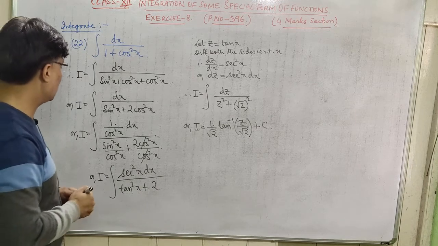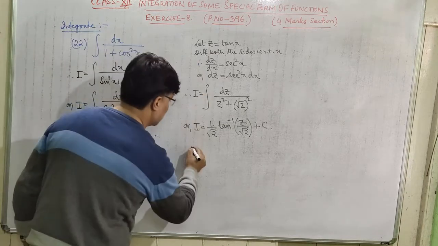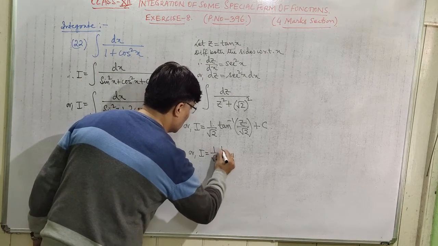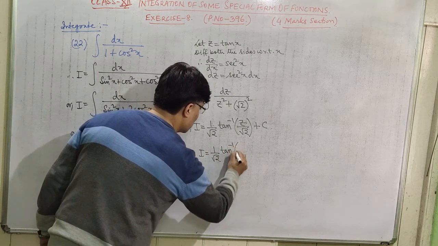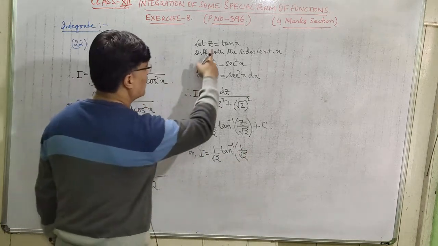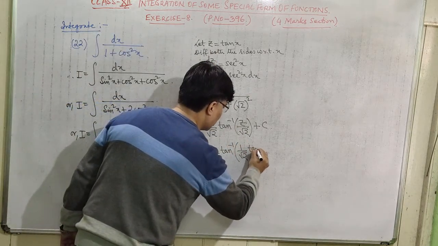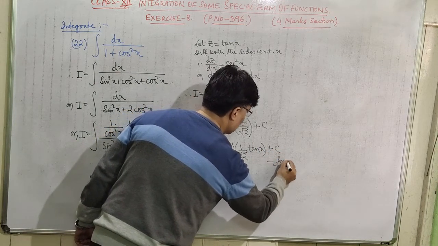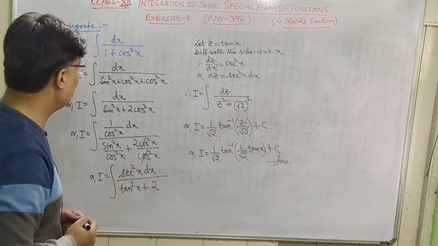Okay, now let us put the value for z. What is z here? Tan x. So I is equal to 1 upon root 2 tan inverse within bracket 1 upon root 2, what is the value for z? It is tan x, bracket closed, plus c. So this is the final answer.